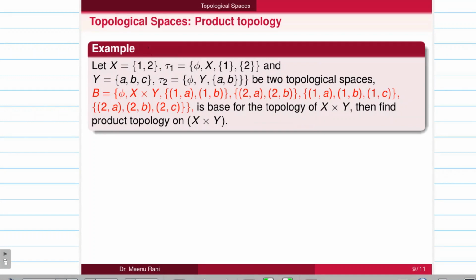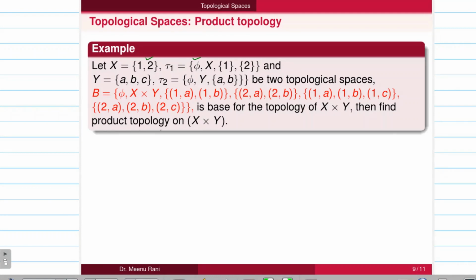Next we have one example. Let X be a set and τ1 a topology on set X, and Y is another set and τ2 is a topology defined on set Y. Then X and Y are two topological spaces and B is a base for the topology of the Cartesian product of X and Y, that is X cross Y. Then find the product topology on X cross Y.